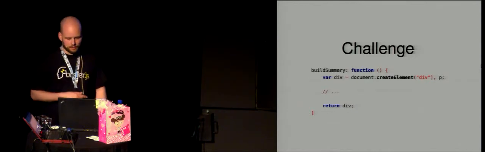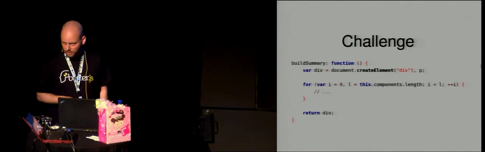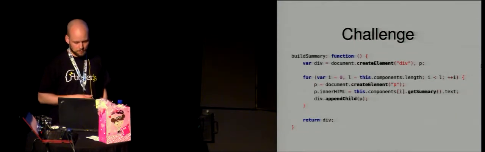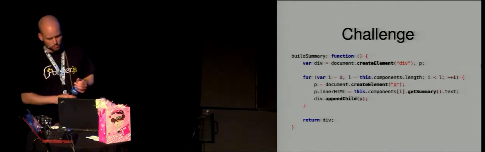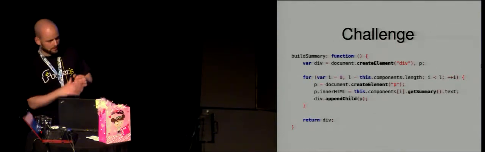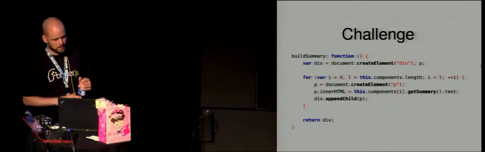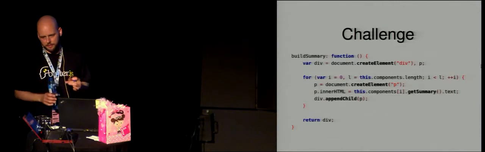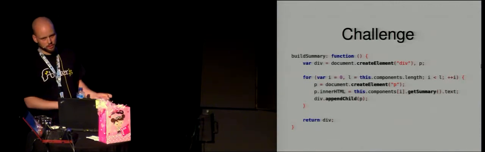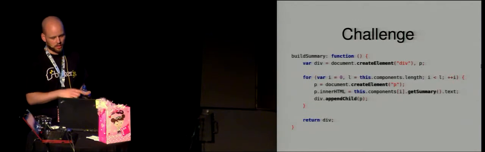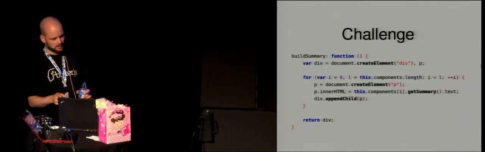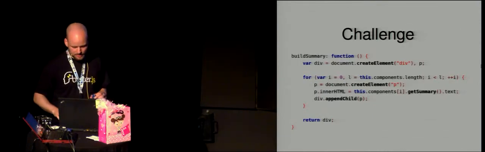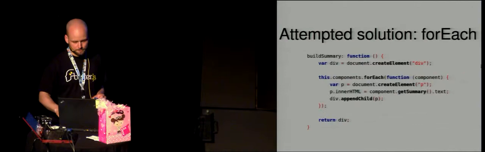So we create the div manually, and then, of course, bust out our trusty old for loop to loop the components. And then we create a p element, set its text to the component's get summary, that gives me an object, and I call the text property, and then you put the p inside the div. So this is almost in a format that can be refactored into the solution that I just showed you, but because of components.getSummary.text, it doesn't quite work.